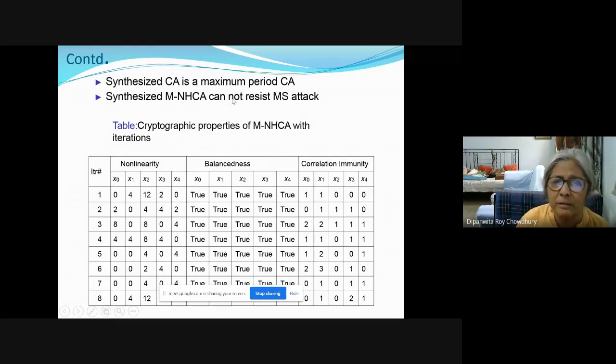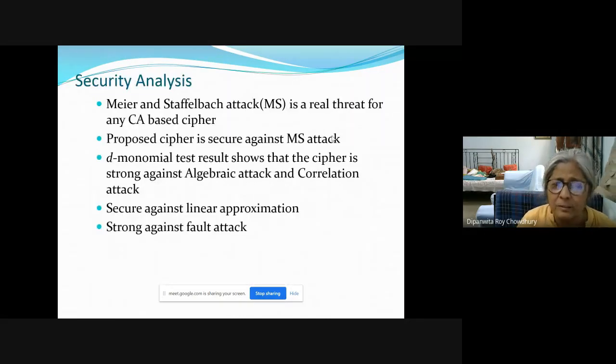But the main thing is it cannot resist MS attack. And MS attack, you remember, is the rule 30 attack. Since we are designing with cellular automata, we have to consider MS attack. Otherwise, for other designs, it is not required. So Meier and Staffelbach attack is a real threat for any CA-based cipher design. This is our observation, our achievement that we have given.